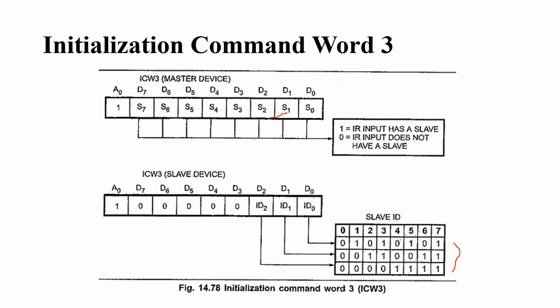So for slave device, initialization command word 3 consists of lower 3 bits as identification bits. D3 to D7, these bits are set to 0 and A0 is 1.